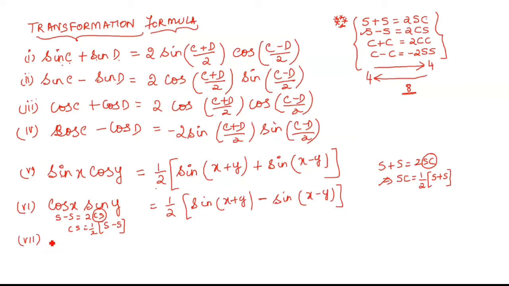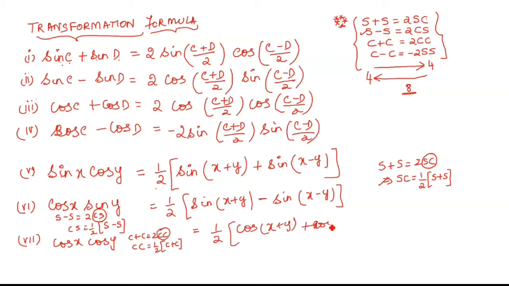Seventh one, suppose I have cos x cos y. Now this is of the form CC. Where did you find that? In the third line. So you know C plus C is equal to 2CC. So from this, CC is equal to 1 by 2 of C plus C. So therefore, this will become 1 by 2, cos of x plus y plus cos of x minus y.